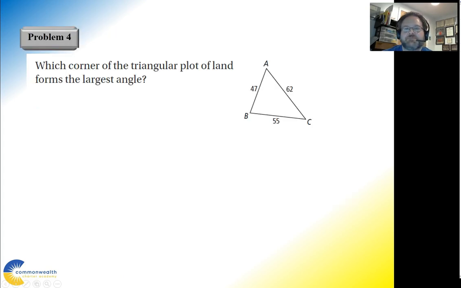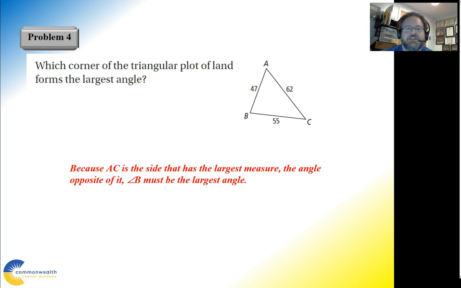So for instance, which corner of the triangular plot of land forms the largest angle? A lot of students will mistakenly judge by the figure itself and say, this side looks longer, but I actually have measurements there. We're not told what the units are, but I see that AB is 47, AC is 62, and BC is 55. AC is clearly the longest side of this triangle, and by that rule, angle B, the angle opposite of it, must be the largest angle.